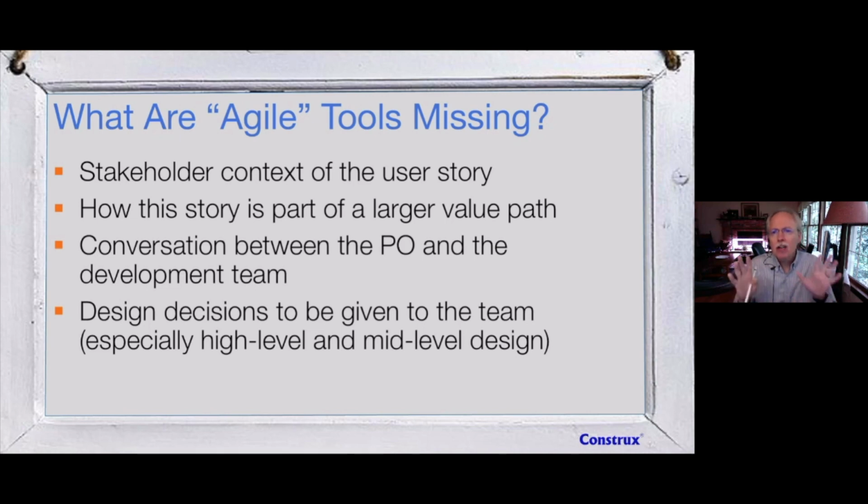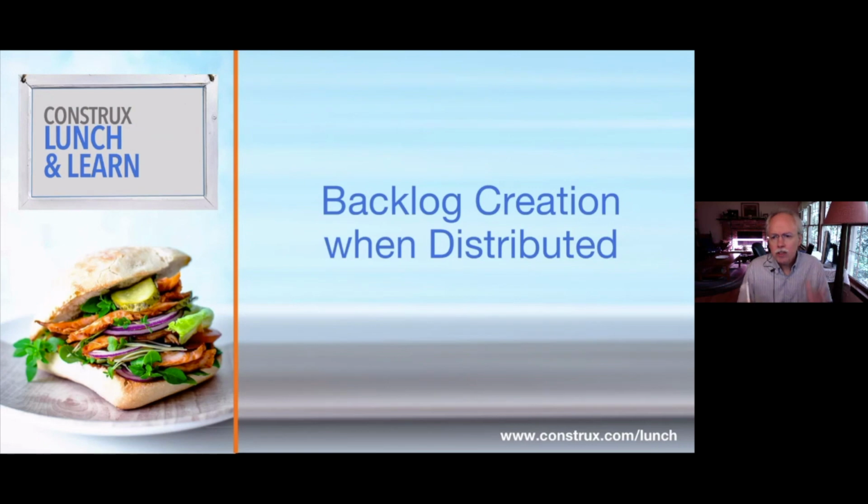I'm going to assume that you already have these things, right? That you already have a Jira or an Azure DevOps or a VersionOne or something like that. How can we supplement that to deal with the 4 areas? So let's take a look at that. Let's look first at backlog creation when distributed. How can I supplement the Jira, supplement the Azure DevOps and such with this kind of stuff?